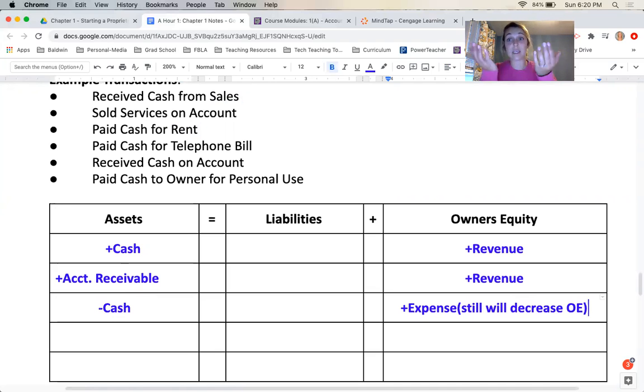Which in fact will keep our accounting equation in balance. I know I told you what you do to one side, you do the other. Cash went down, owner's equity also went down, but that expense account went up as a total. And you'll see that a little bit later. And the next one is just the same.